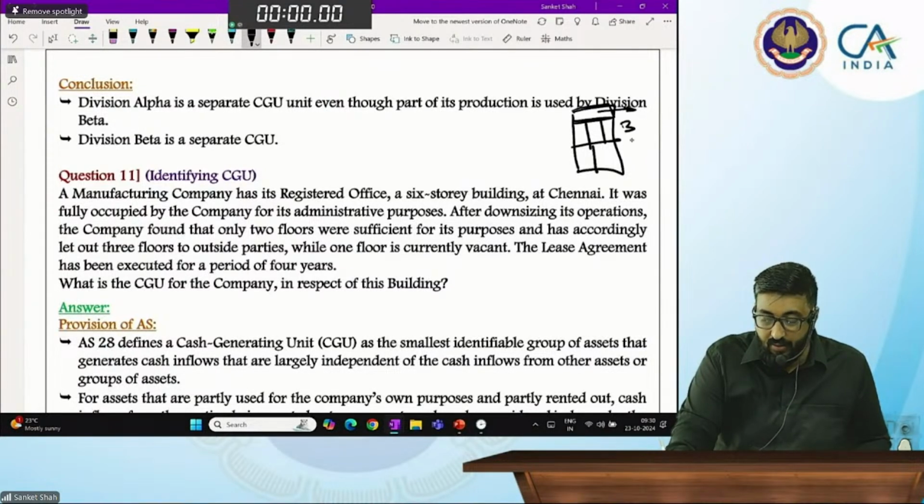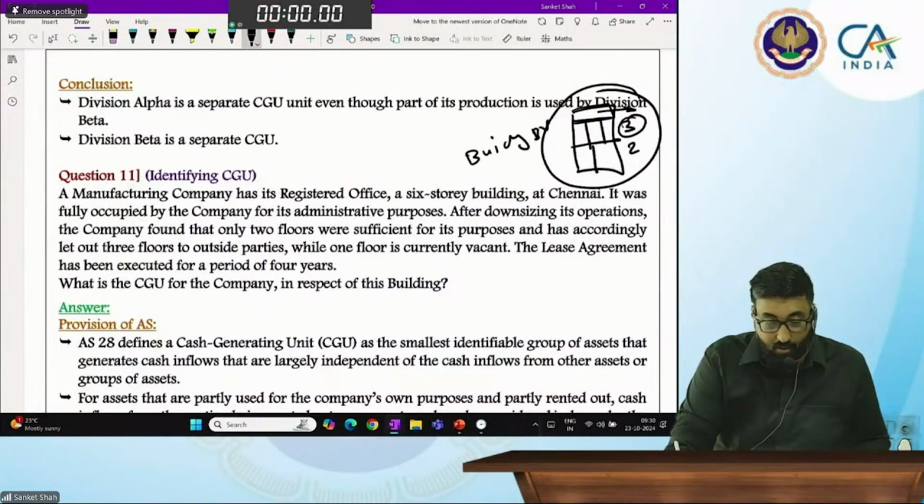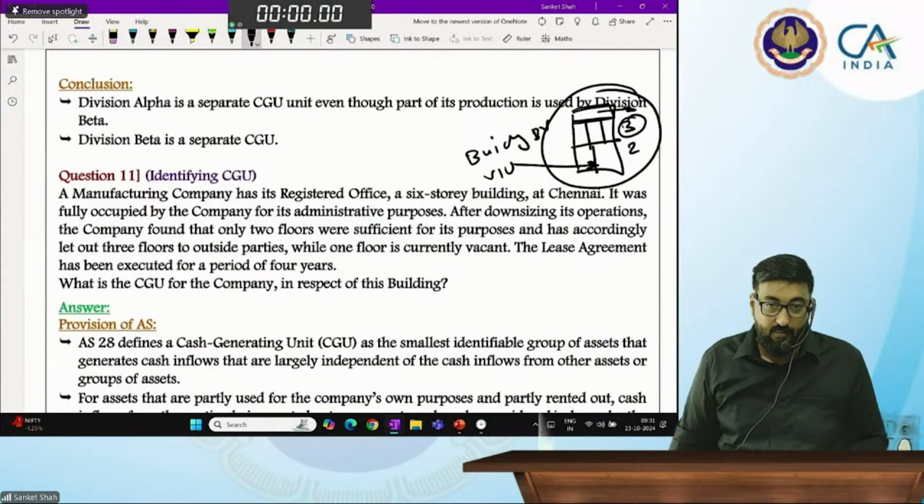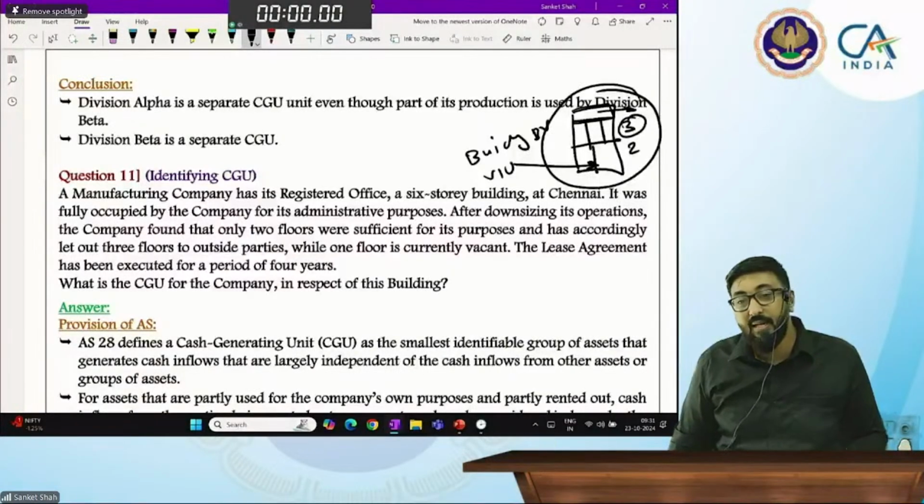So these 3 floors of the building I will show as an asset, but while calculating the building's book value I will consider the whole, but I will consider only the value in use from these 2 floors. And when I calculate the net selling price, I will calculate it for the whole building. Yes, that can come out as anything.